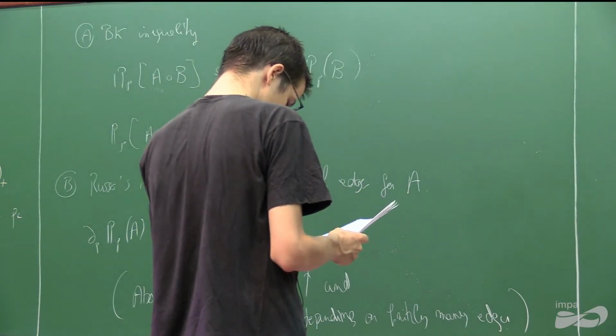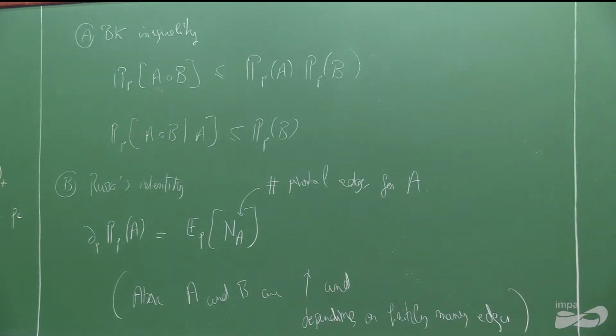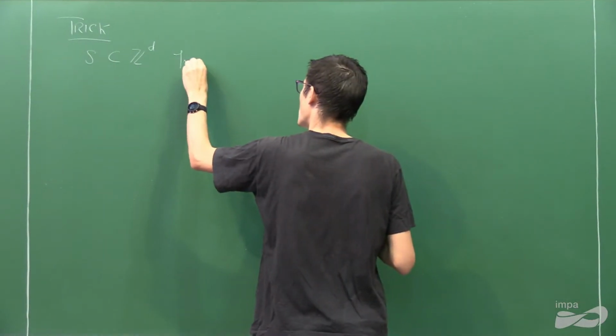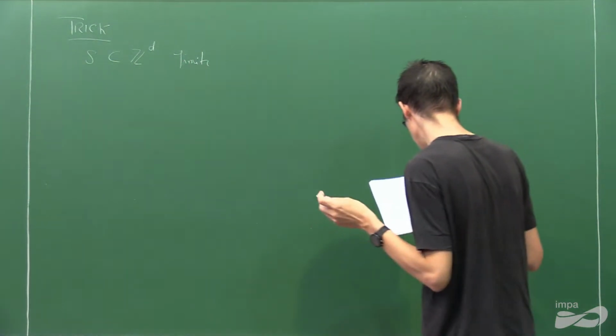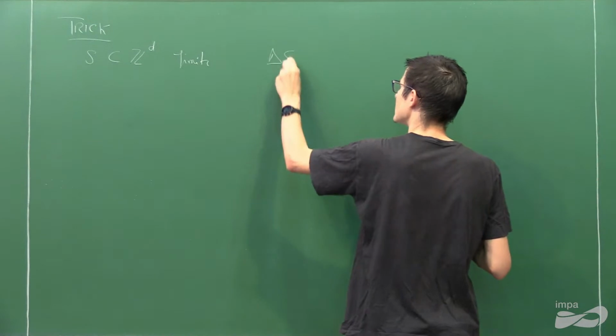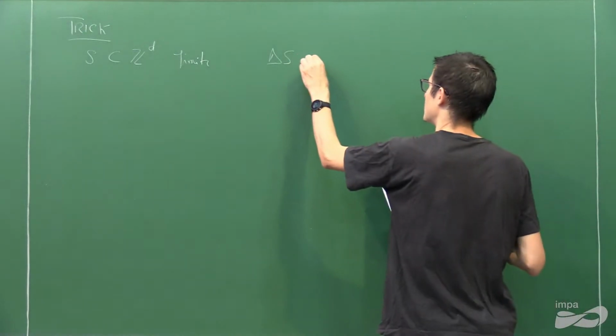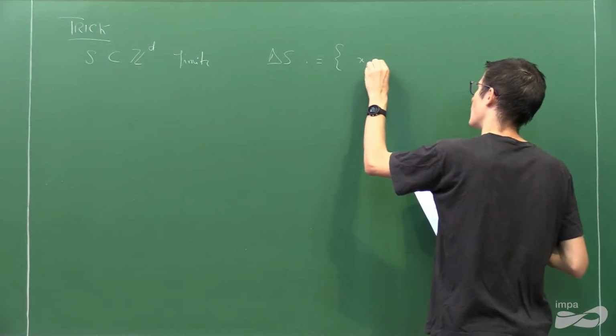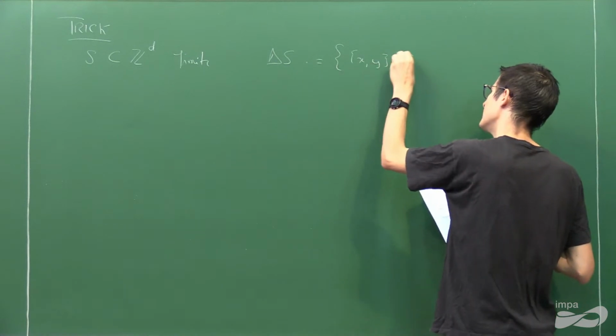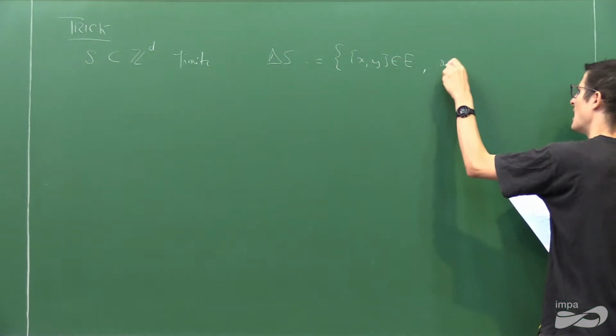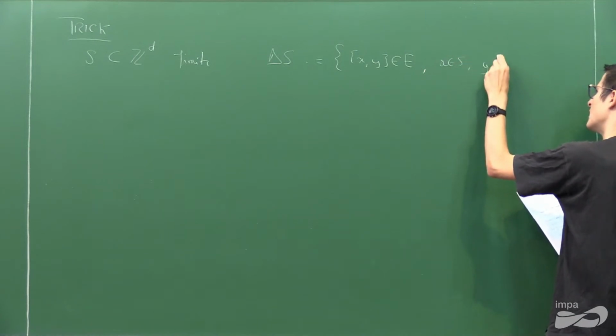Okay, so let me consider S a finite subset of Z^d. Given S a finite subset of Z^d, I'll define ∂S to be the set of edges going out of S. So it's the set of (x, y) in E such that x is in S and y is not in S.